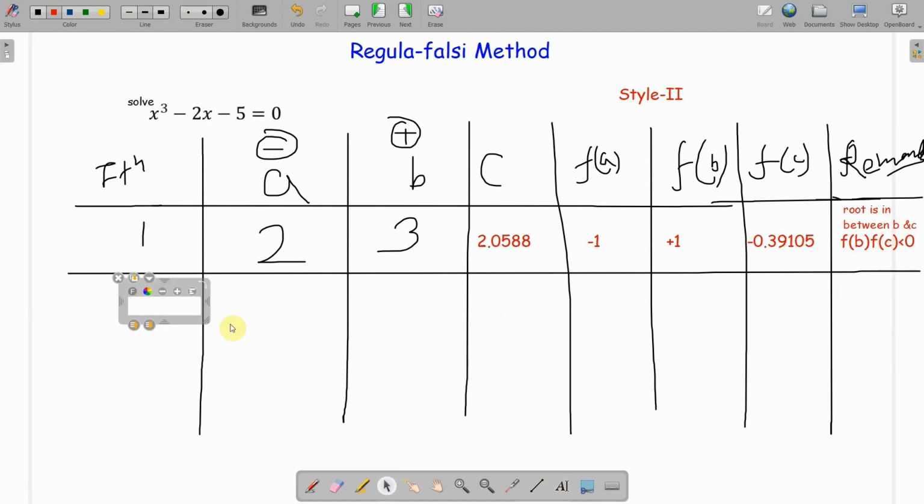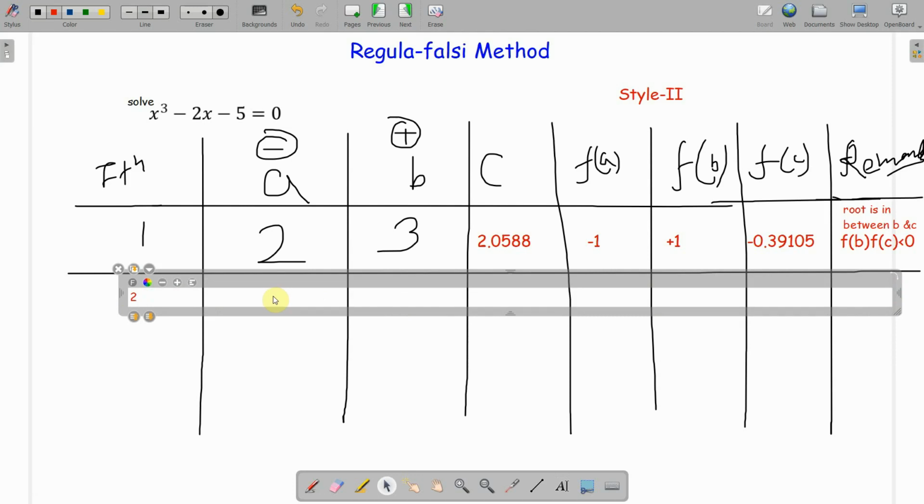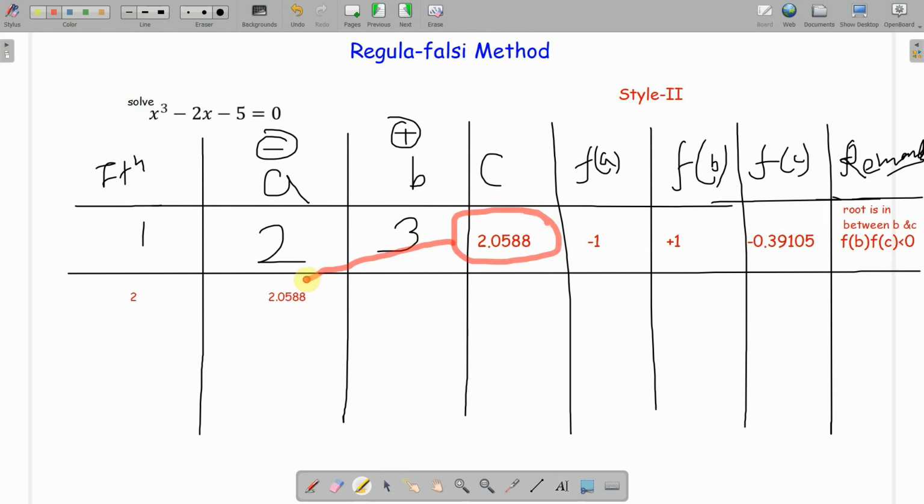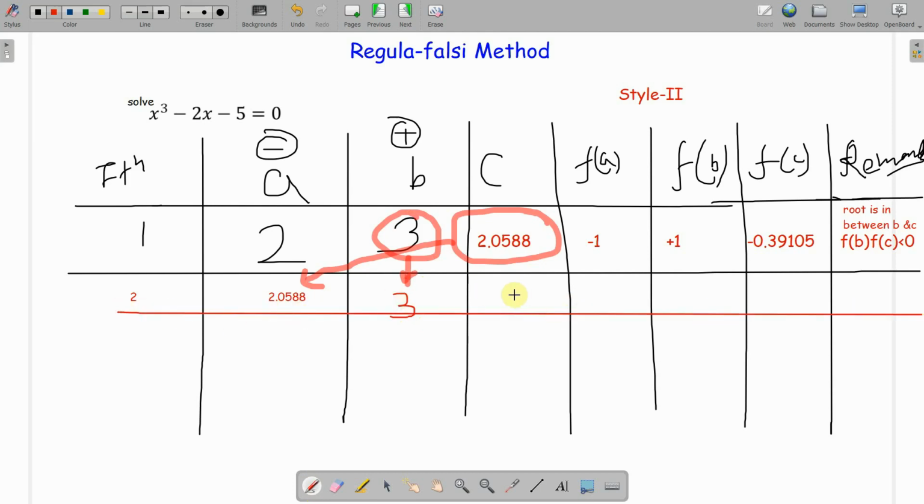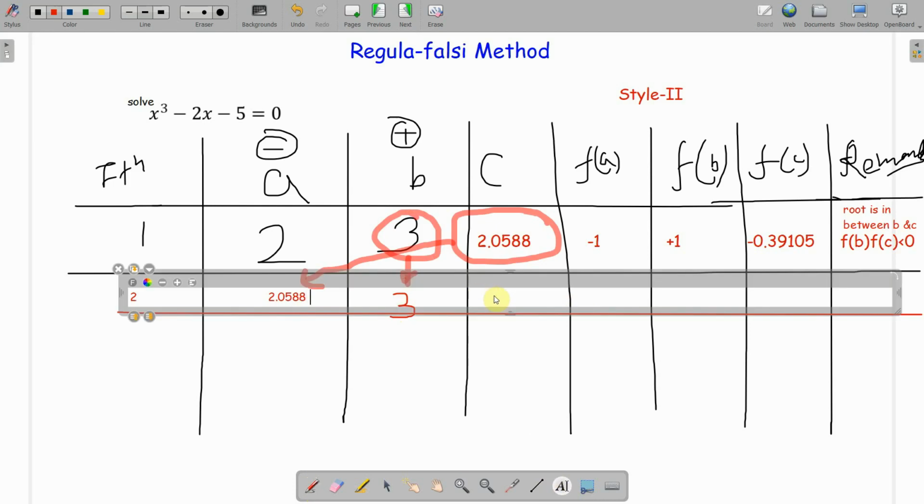For the iteration number 2, what is the value of A? 2.0588, meaning the A value from here will come here, and the B value, because the root is in between B and C, the B value will remain the same. So it will be 3, and the C value was coming around 2.0812, right? 812.